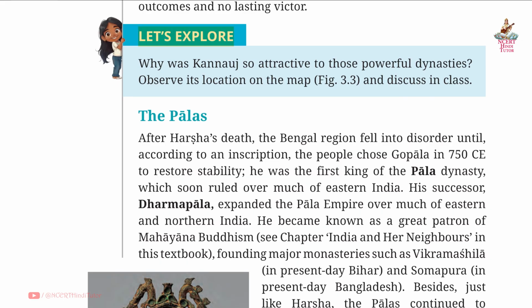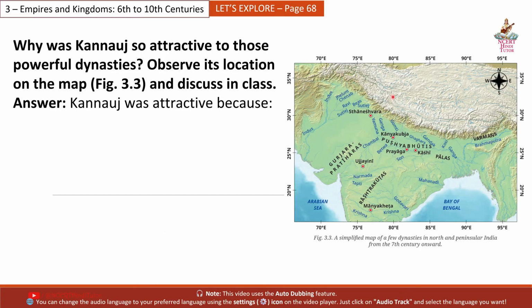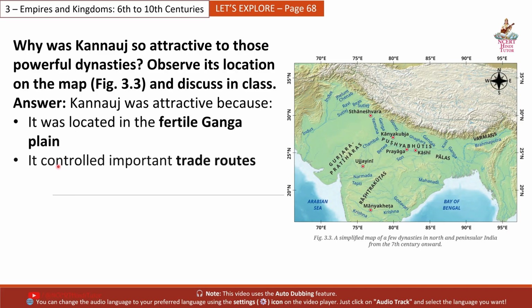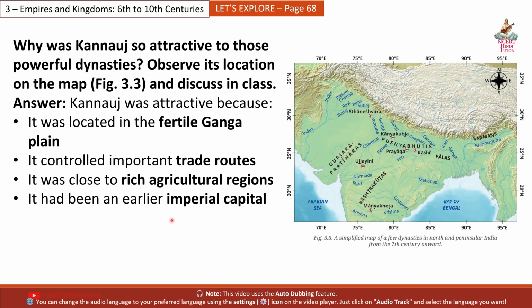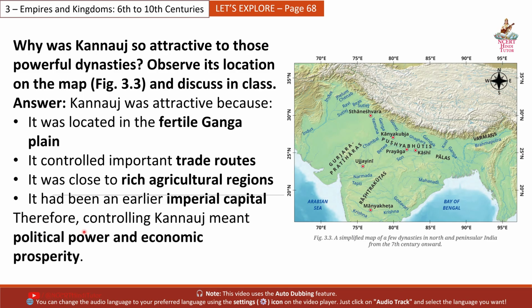Let's explore page 68. Why was Kannauj so attractive to those powerful dynasties? Observe its location on the map, figure 3.3, and discuss in class. Answer. So friends, this is figure 3.3. Kannauj was attractive because it was located in the fertile Ganga plain. It controlled important trade routes. It was close to rich agricultural regions. It had been an earlier imperial capital. Therefore, controlling Kannauj meant political power and economic prosperity.